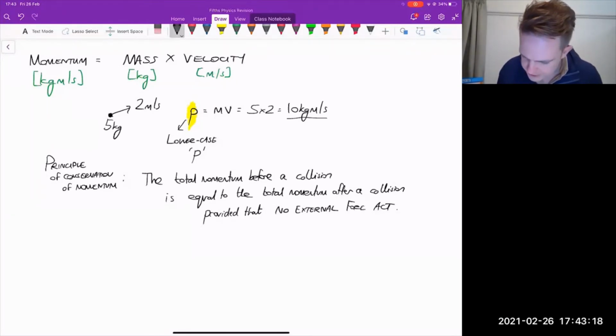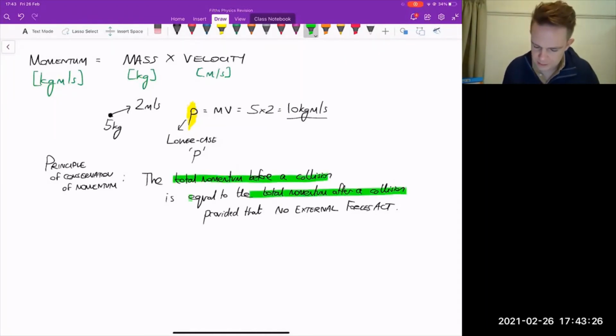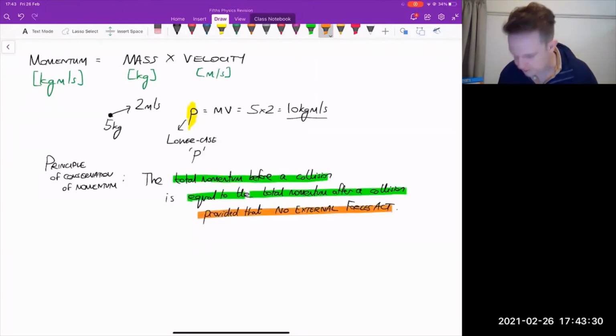So these are the two bits you need for conservation of momentum. Total momentum before, total momentum afterwards, equal, and then you need that bit on the end, provided that no external forces act. Because as soon as you start interfering with the system by prodding it and applying forces to it, all bets are off.